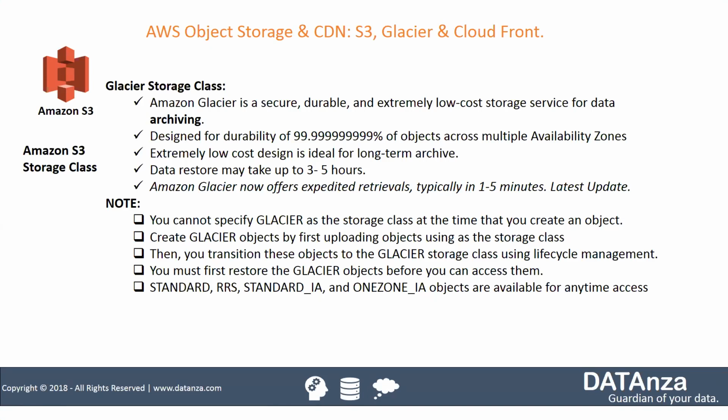So Glacier is a secure, durable, again extremely low cost, and this is the very important part, extremely low cost storage service for data archiving. Okay, so it has got a high durability. It is spanning across multiple availability zones. Extreme low cost design is ideal for long-term archive. What does that mean, long-term archive?